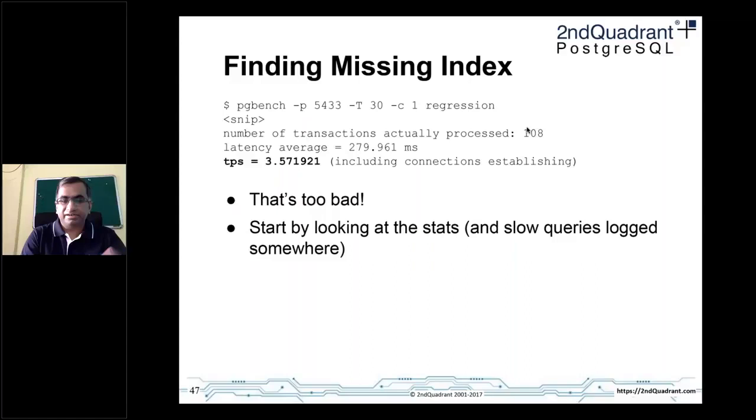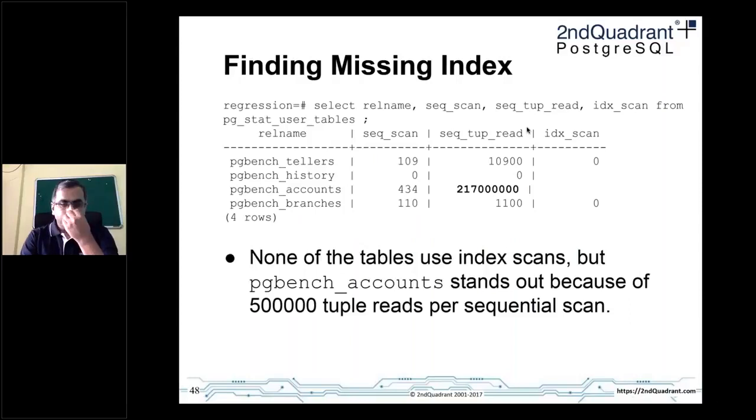So let's say I start looking at logs, and I have set log_min_duration to some value, and I see that there is a particular query on a table which is taking too long. So I start looking for more information. Let's say I query pg_stat_user_tables, and suddenly I find that the number of tuples read by sequential scan for the pgbench accounts table is pretty large. Even for tables like pgbench tellers and branches, we are using sequential scans. But the odd thing about pgbench accounts is that for just 434 scans, we have read so many tuples, almost 500,000 tuples per sequential scan, which is odd.